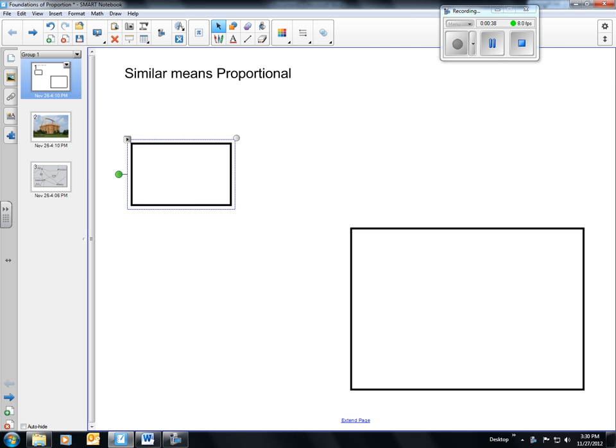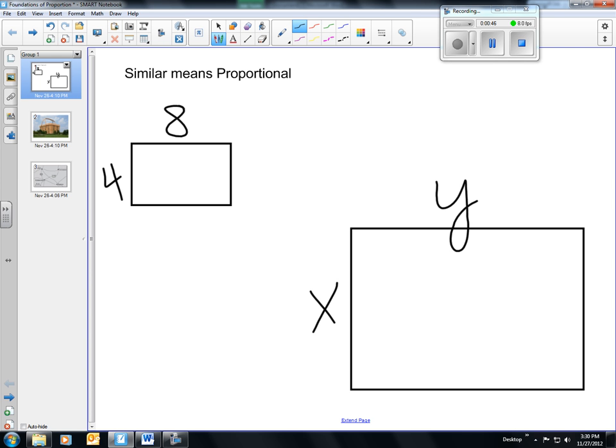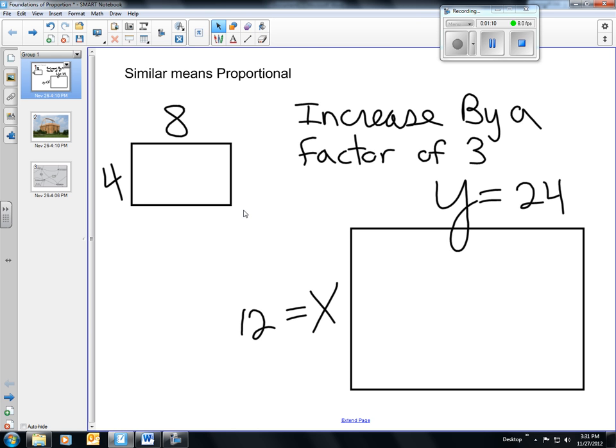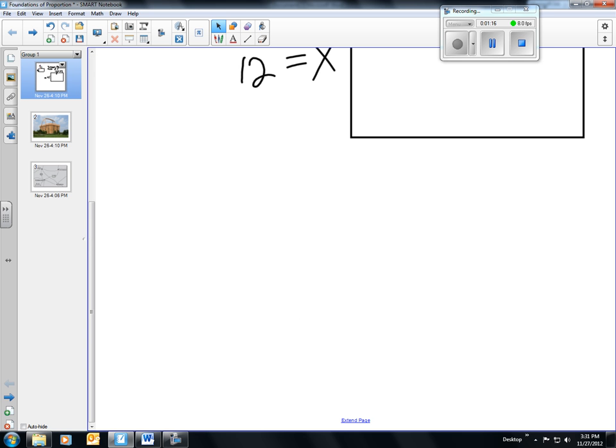So in this example, we're given that we have 8 and 4 as the sides of this rectangle, and we have x and y as the other sides. And if we wanted to increase the smaller rectangle by a factor of 3, we would simply take 8 times 3, which is 24. So y here would be 24. And then we'd say 4 times 3, which is 12, and x then would be 12. So the two rectangles then would be similar figures, and the ratio of their side lengths would be proportional.